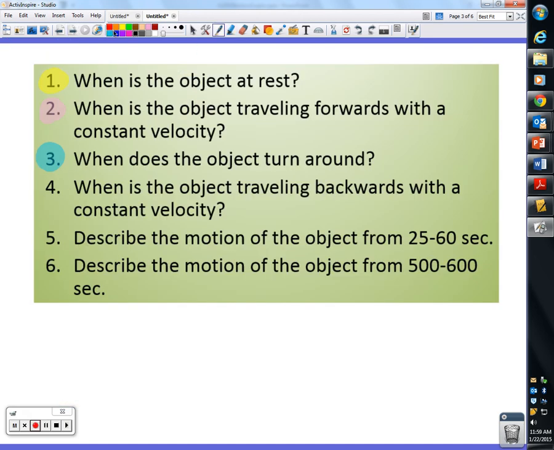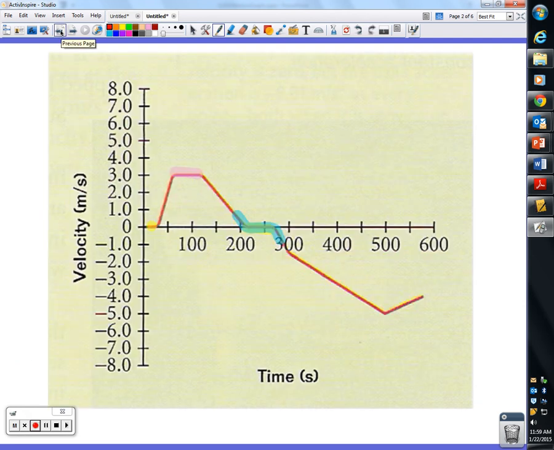When is the object traveling backwards with a constant velocity? Answer? It isn't. Ever. There is no time during this section of the graph where the velocity is constant. It's always changing as it's moving backwards. Constant velocity is a flat plateau. There are no flat plateaus there. Good there?